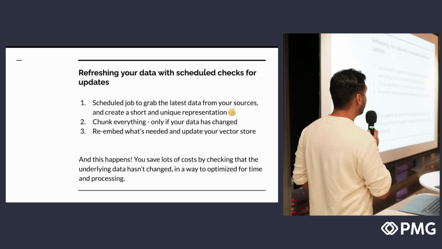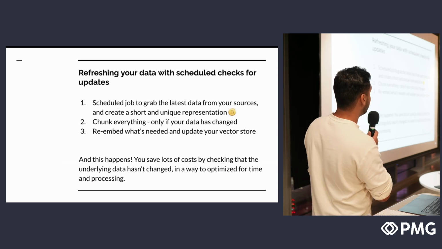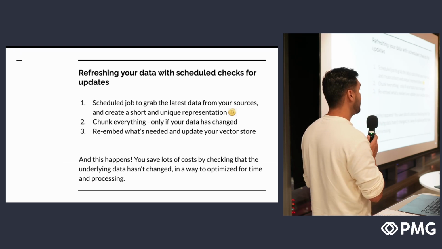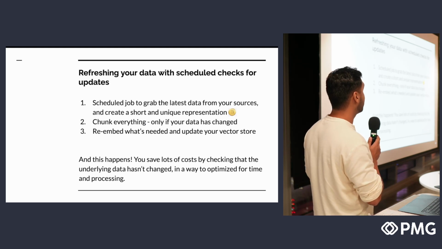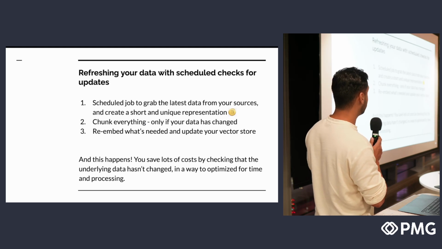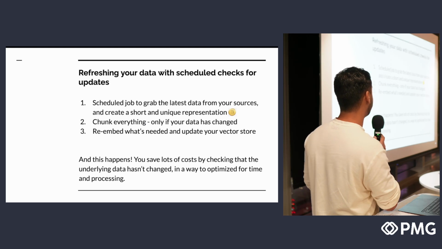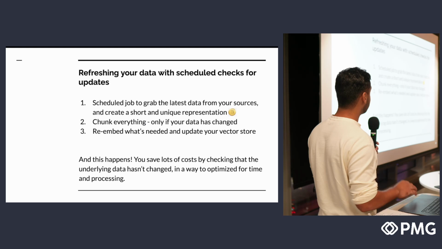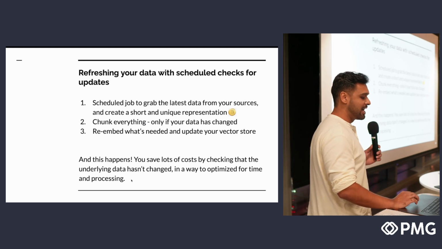So the better way to do that is you use a scheduled job to grab the latest data from your sources, and you create a short and unique representation of it. You want to use some sort of encoding algorithm to do this. My algorithm of choice is SHA-256. It's the same cryptographic hash function that secures Bitcoin. So as long as Bitcoin's price isn't zero, your data is safe. And only when the data changes do you need to update your embeddings. You save lots of costs, and it's optimized for time and processing.